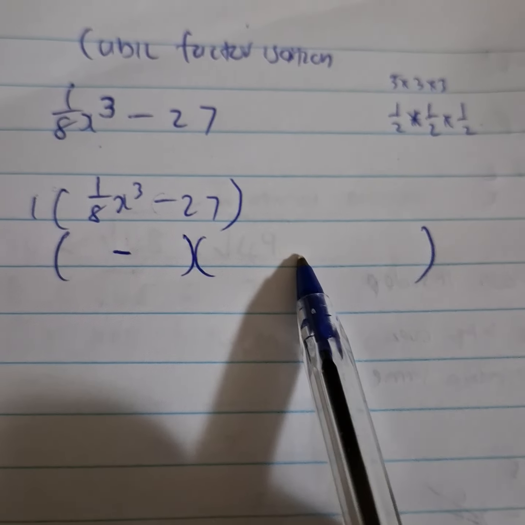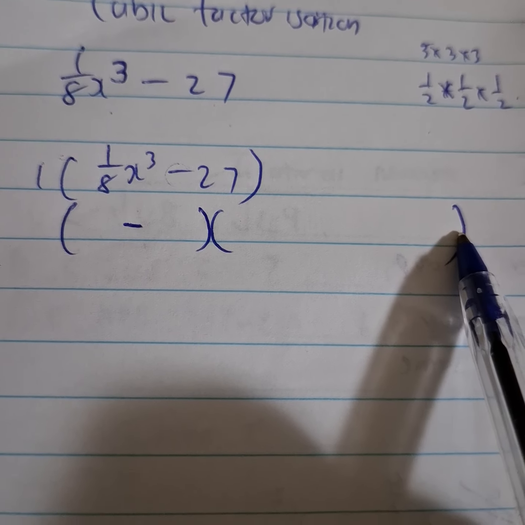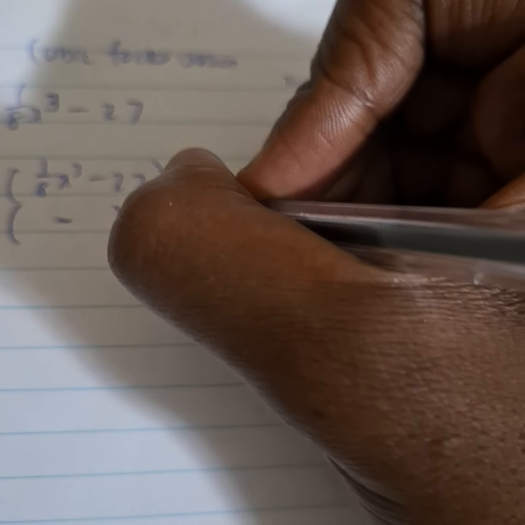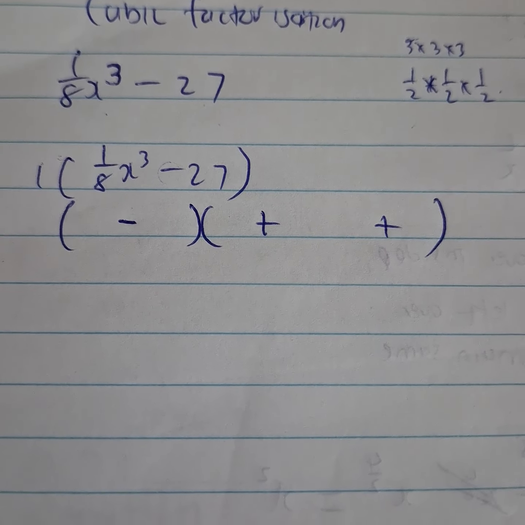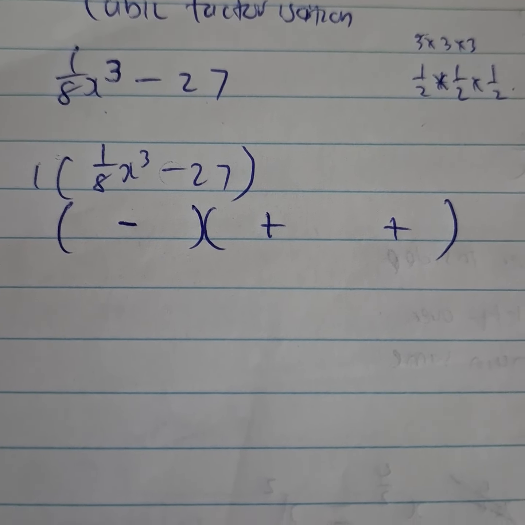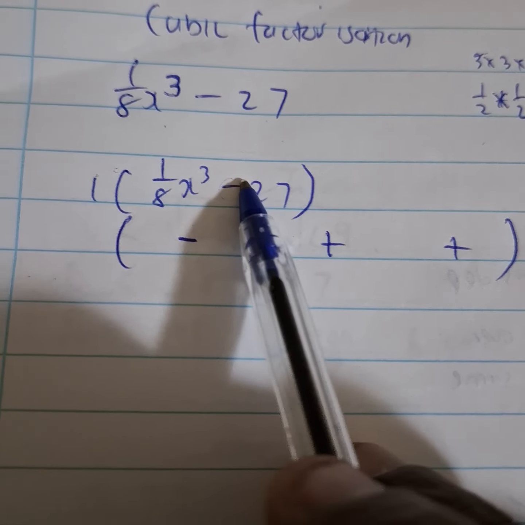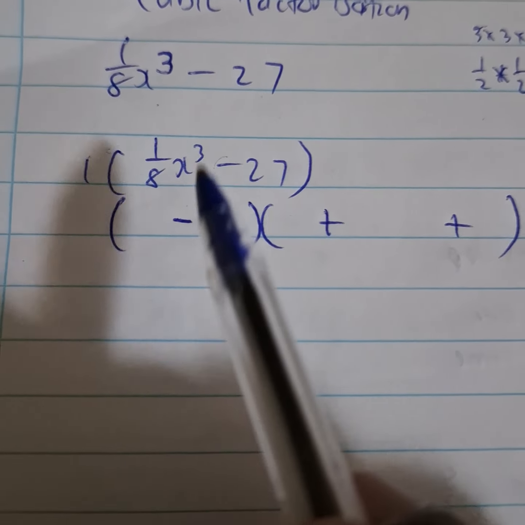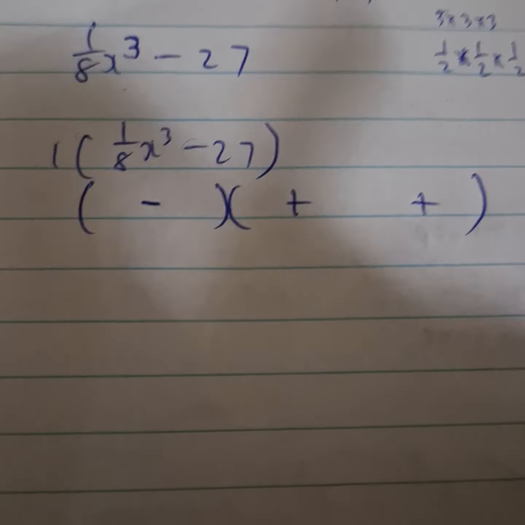Then let's look at the signs for the second bracket. We immediately put a positive sign and a positive sign here. And that's basically it, guys. A positive and a positive, when we have a difference of 2 cubes. We always have negative, positive, positive.